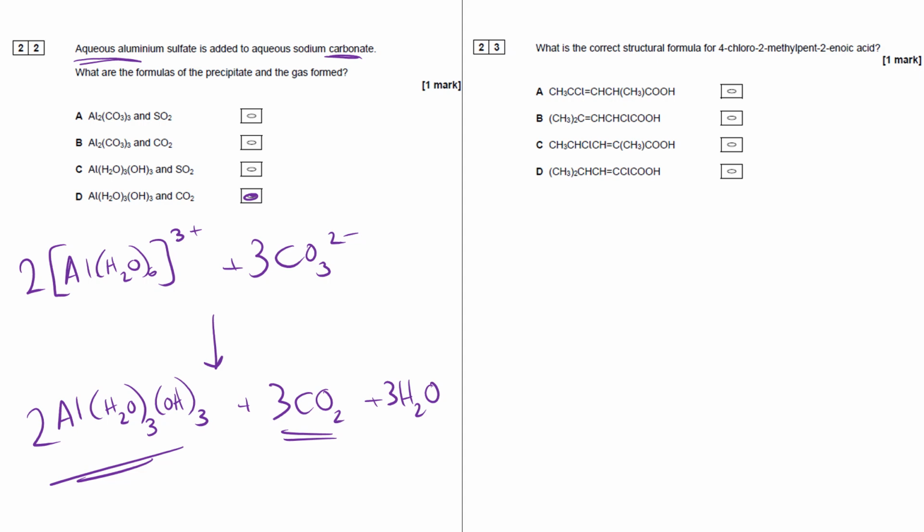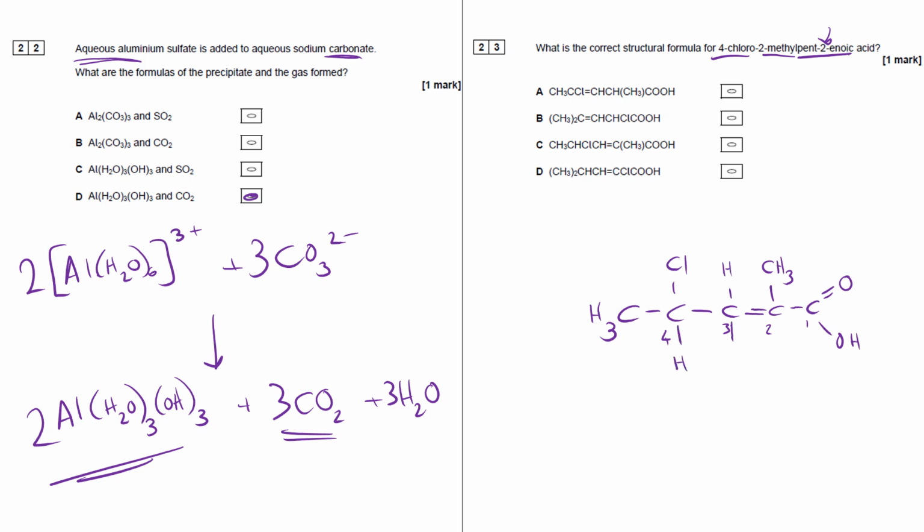Question 23. Correct structural formula. Let's break this down. Pentenoic acid. So we've got 5 carbons in a row. Carbon 1 must be COOH. Carbon 2, the -en tells you there's a double bond there. On carbon 2, we also have a methyl group. On carbon 4, we have a chlorine. 1, 2, 3, 4. There's our chlorine. And then there's nothing on carbon 5 other than hydrogens.